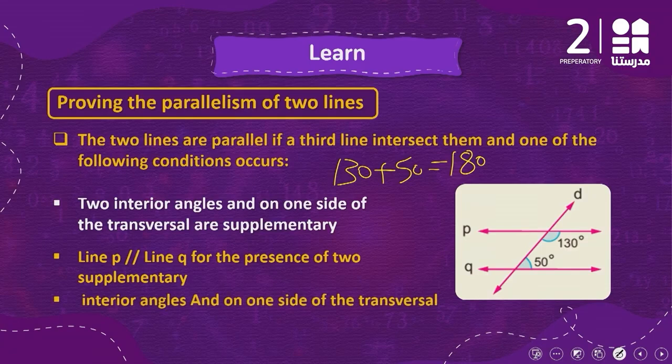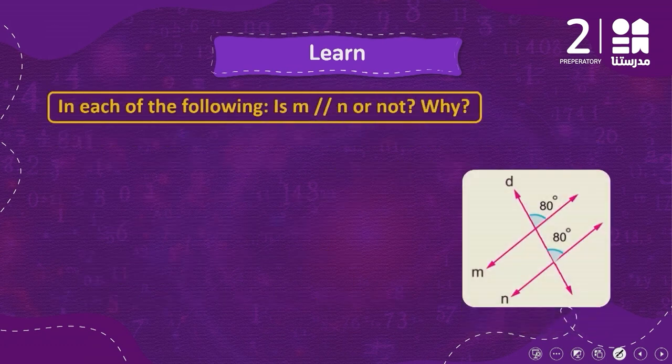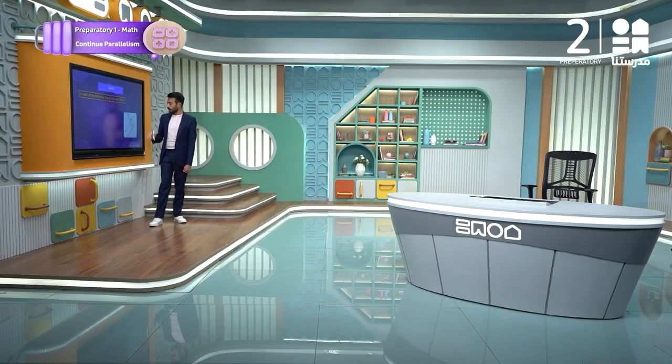We take care, this is called interior angles. This line is called transversal, as we said before. Now let's solve some questions. In each of the following, is M parallel to N or not, and why? This angle is 80, this angle is 80, and they are on one side, on the right side.